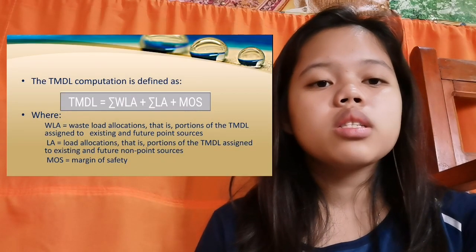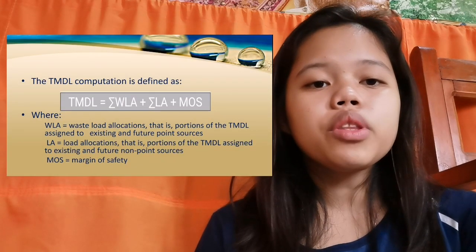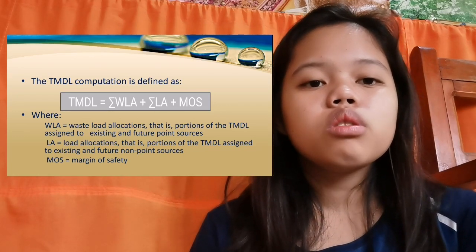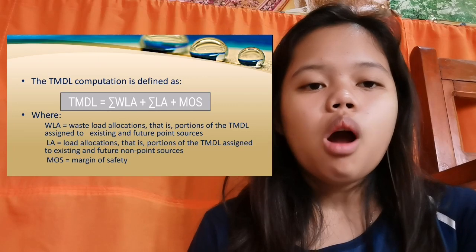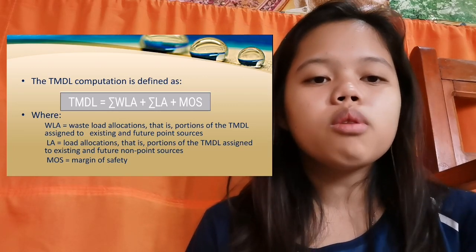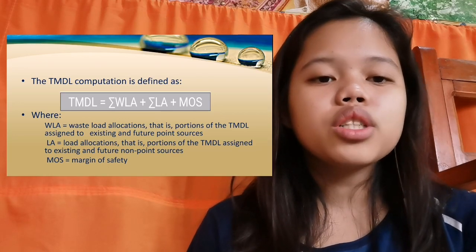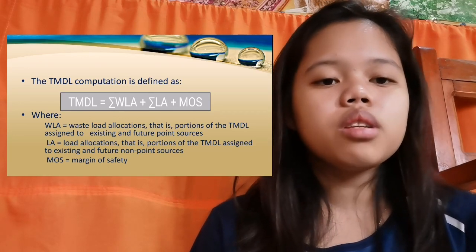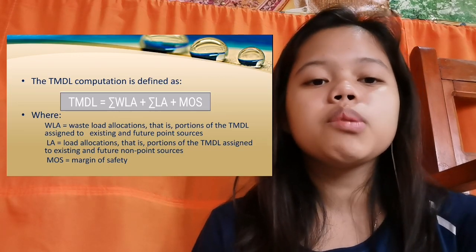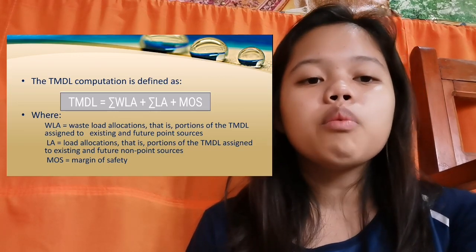The total maximum daily load computation is defined as: total maximum daily load equals the summation of waste load allocations plus the summation of load allocations plus the margin of safety. The margin of safety is to account for uncertainty about the relationships between loads and water quality.